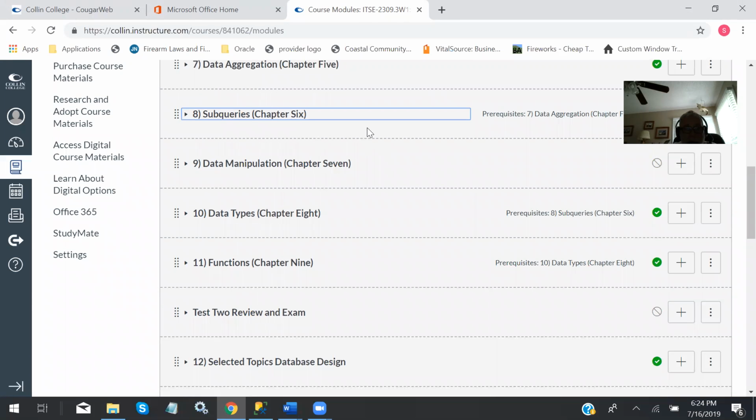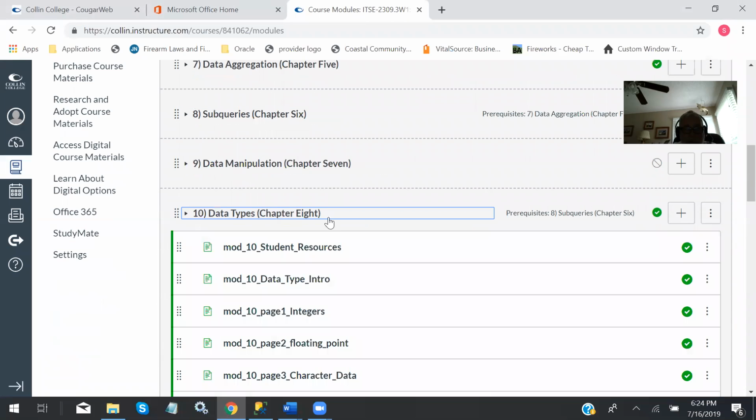But for right now, as we go into data types, we're going to be talking more about programming, and some programming matters will come up.